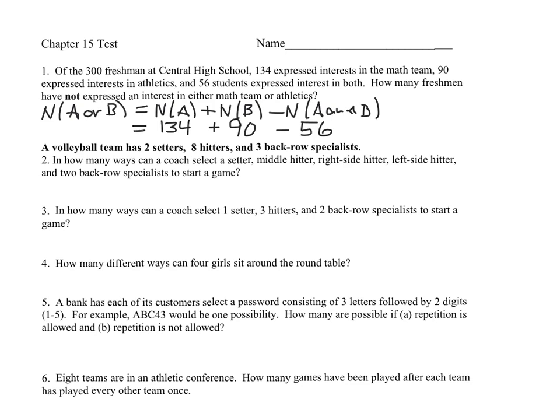So if I add those up, I end up with 224 minus 56, which is 168. So there's 168 that is in one or the other or both. Now this says how many have not expressed, which would be 300 take away the 168, which would be 132.